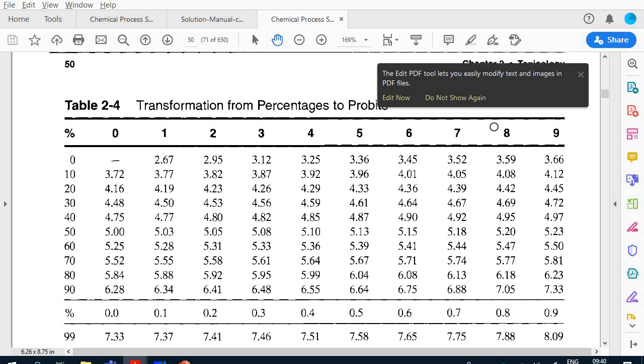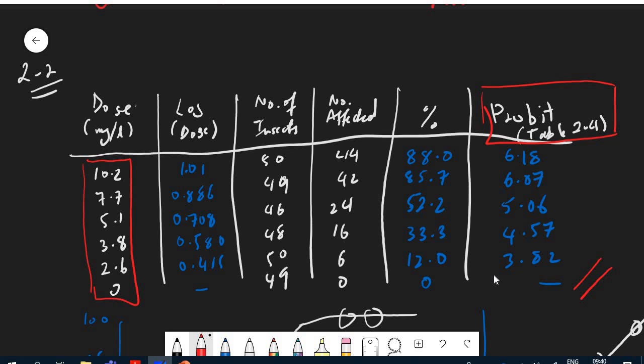Okay, so I hope that you already can see this. So this is 8 and this is 80, so it's 88. And when we have 88, we get 6.18. Okay, so that's the probit at 88%. Beautiful. And this is where you find that this is 6.18.